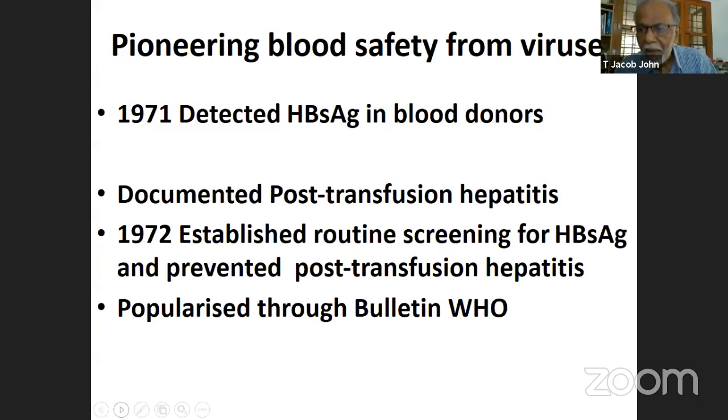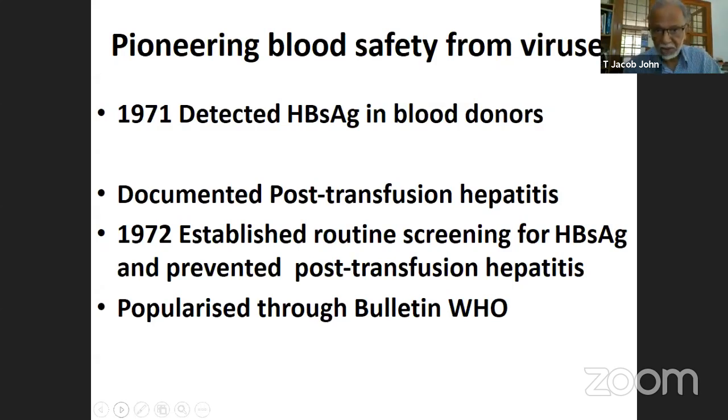You know why? Because transfusion happens one day and it is 2 months, 3 months, 4 months, 5 months, 6 months later that somebody gets hepatitis. And who associates transfusion with the hepatitis? So we documented post-transfusion hepatitis. In 1972 we established routine screening for hepatitis B surface antigen and showed that we prevented post-transfusion hepatitis way back in 1972.